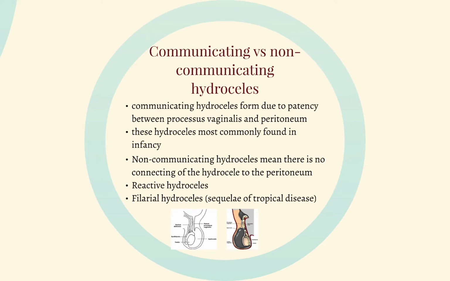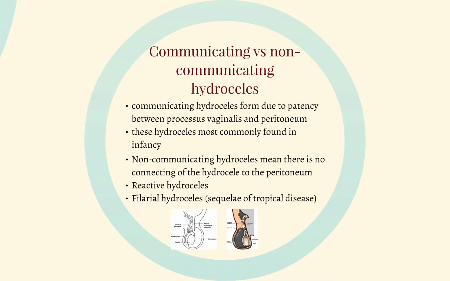There are different types of hydroceles, communicating versus non-communicating hydroceles. Communicating hydroceles develop as a result of failure of processus vaginalis to close during development, leading to patency, thereby connecting the peritoneum and the hydrocele. The passage of peritoneal fluid mixes freely with hydrocele fluid. Communicating hydroceles are most commonly found in infancy. On the other hand, non-communicating hydroceles means there is no communication between the hydrocele and the peritoneum.